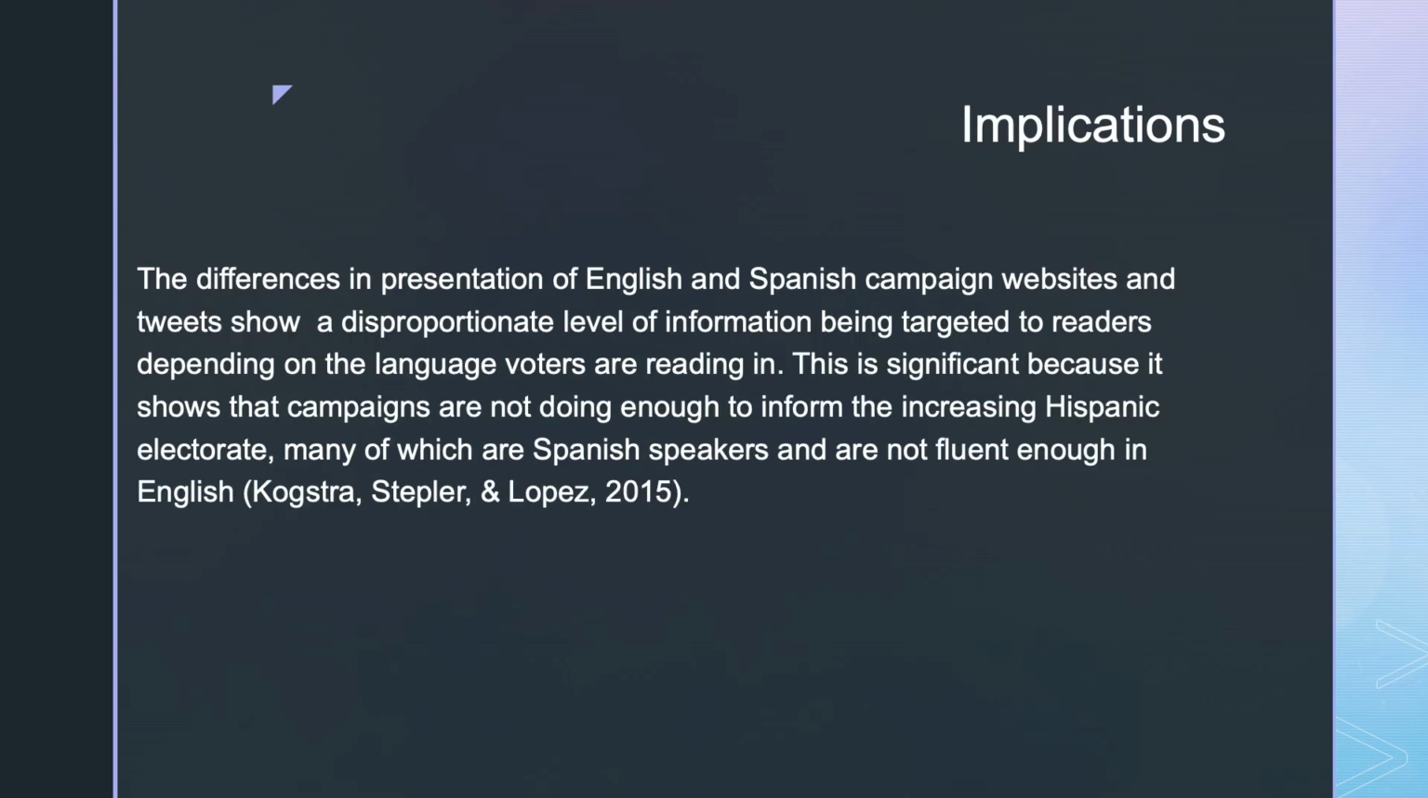So, some of the implications are that the differences in presentation of English and Spanish campaign websites and tweets show a disproportionate level of information being targeted to readers depending on the language voters are reading in. This is significant because it shows that campaigns are not doing enough to inform the increasing Hispanic electorate, many of which are Spanish speakers and are not fluent enough in English. This can lead to Spanish-speaking voters not wanting to join in the political process, which could essentially cost the campaign the election, or in this case, the Democratic nomination for presidency.